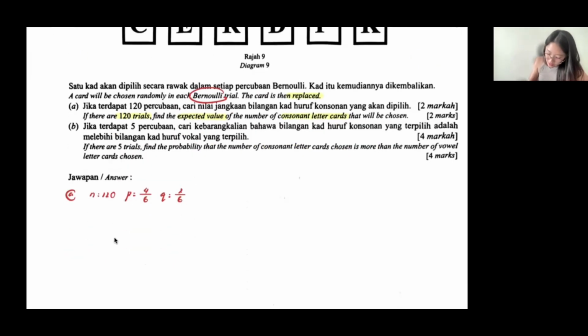And then expected value, meaning if you do this experiment 120 times, how many times in theory could you get a success? That will be your mean. So 120 times P. This is the mean formula, yeah? So you get 80 over here. 1 mark here, 1 mark here.